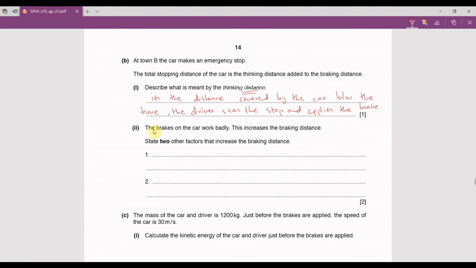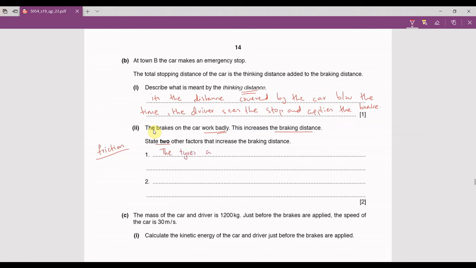Okay, next part. The brakes on the car work badly, so they are not working properly, and this increases the braking distance. State 2 other factors that increase the braking distance. So what you need to consider is which kind of force is going to affect the braking distance. The braking distance is always affected by the force of friction, and friction can be affected by many things. It can be because the brakes are working badly, which they have already mentioned, but they want us to state 2 other factors.